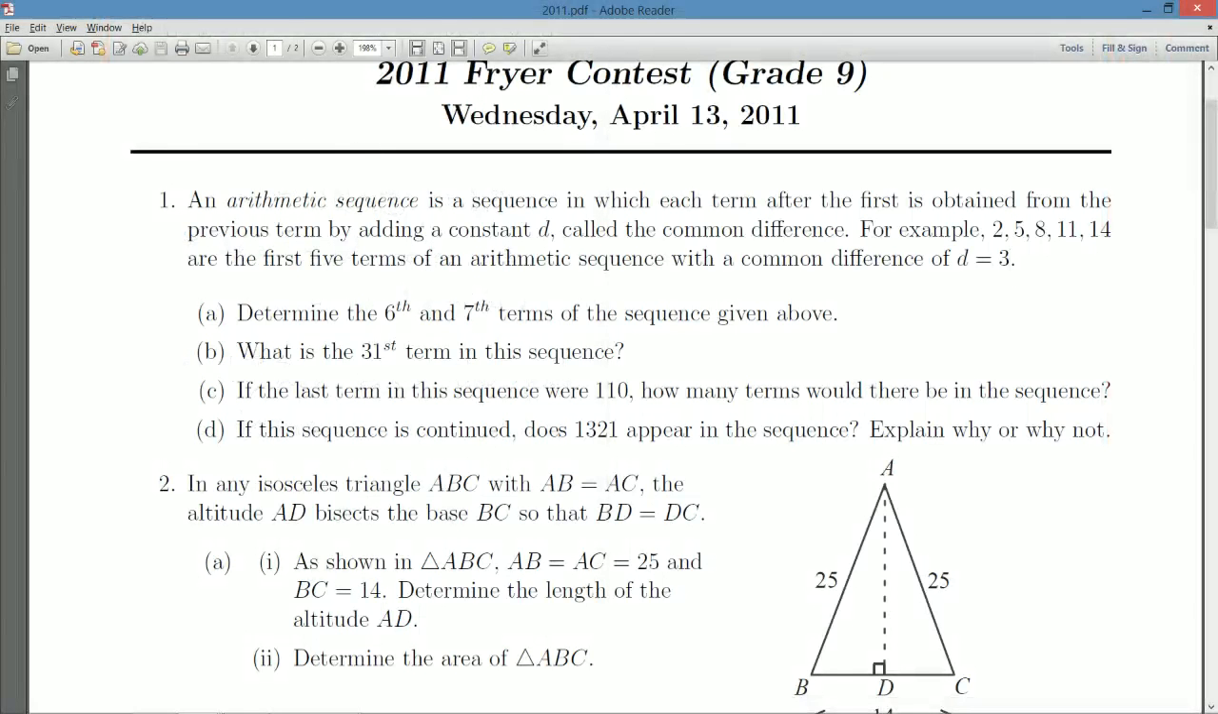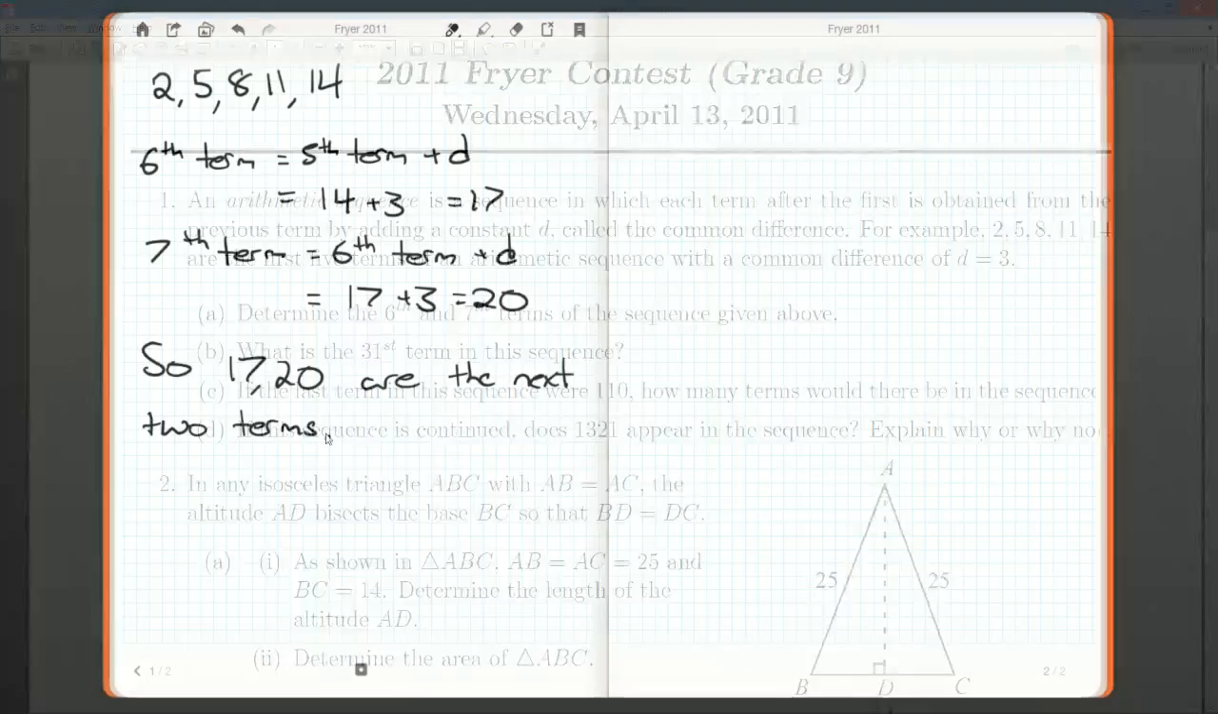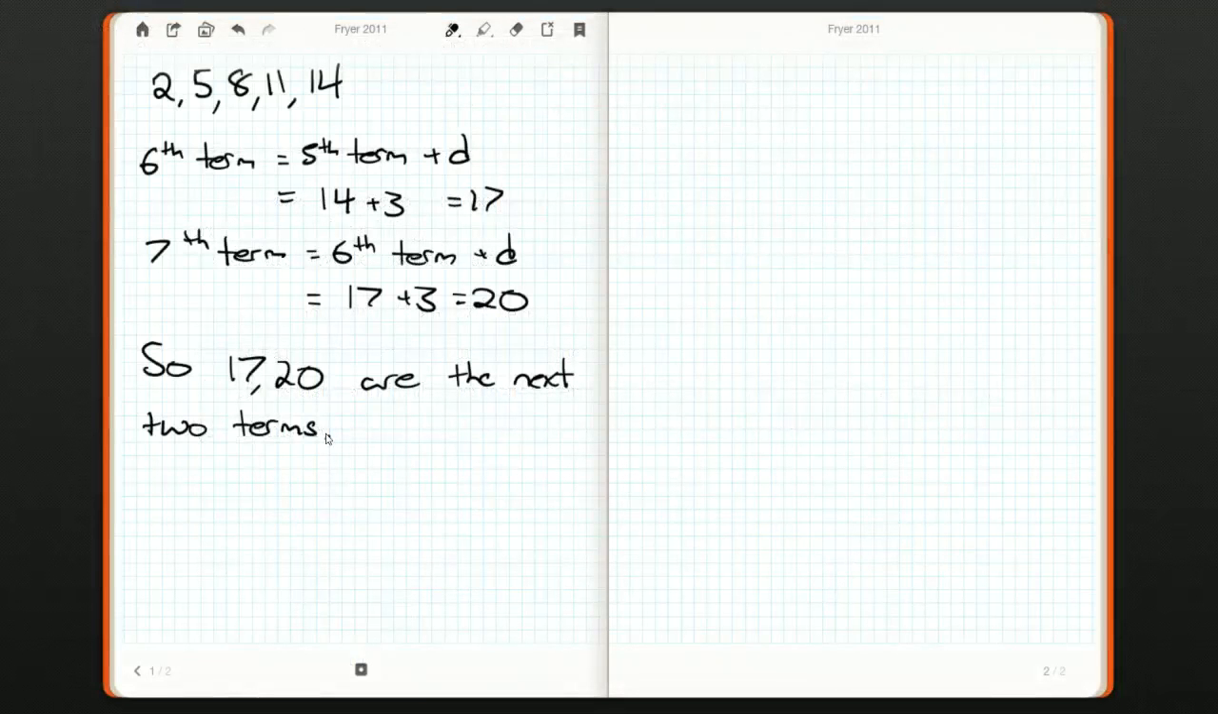What is the 31st term in the sequence? That's what question B is asking us. Alright, so that's a little harder. We could probably either get out our calculators or by hand work out the next few terms in the sequence all the way up to 31. But as it turns out, there's a formula for arithmetic sequences that hopefully you've seen before. If not, I think I'll do a video on it, or you can probably find a resource online about it. But there's definitely a formula. So if you haven't seen it before, this is what it is.